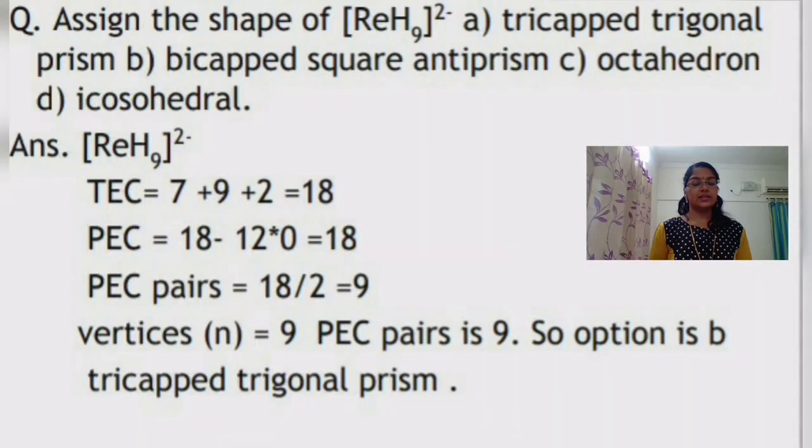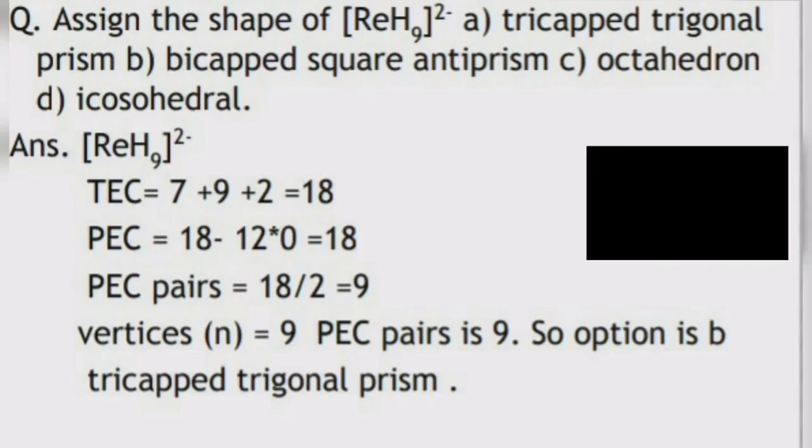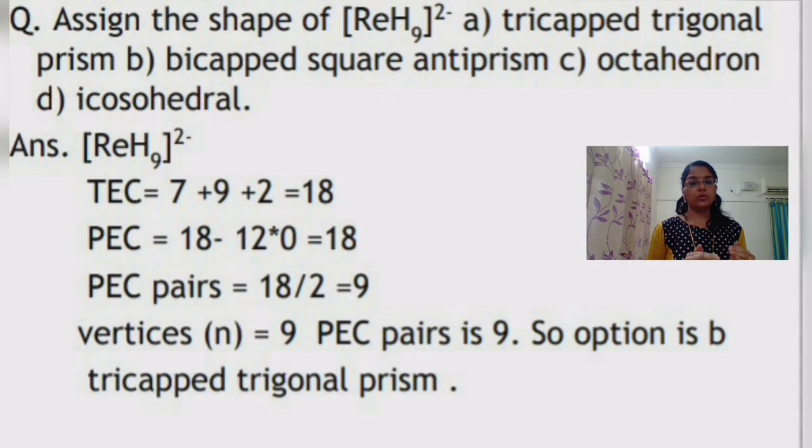Here vertices, that is n is equal to 9, because there are 9 hydrogen atoms which are acting as the vertices. So n is equal to 9, that is 1 extra is there. So we can't change the trigonal prism, but capping we can introduce. So bicapped trigonal prism is suitable when the polyhedral electron count pair obtained is 9. Here vertices is 9, means one more capping we can introduce, so it can be a capped trigonal prism. So the option will be A.